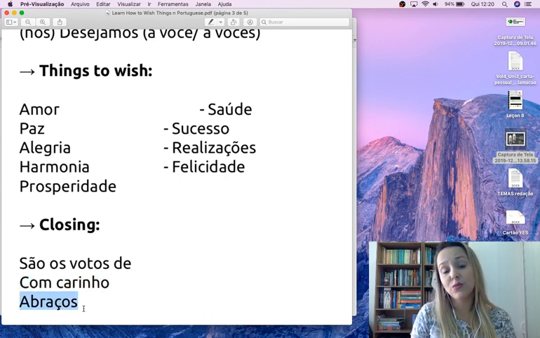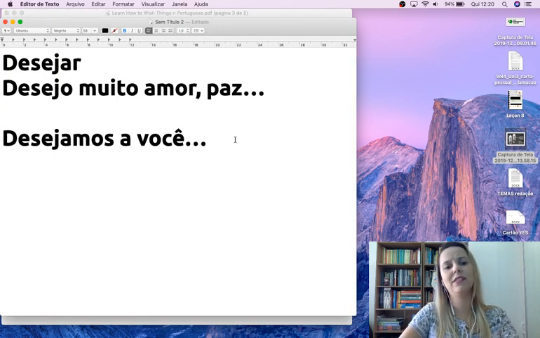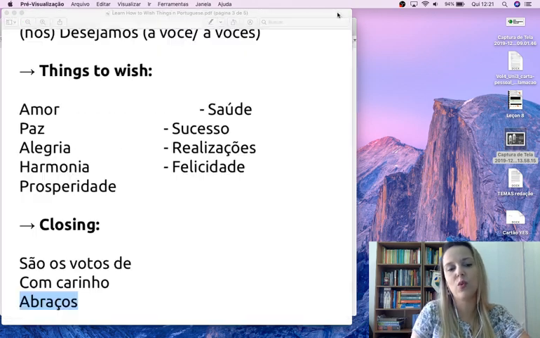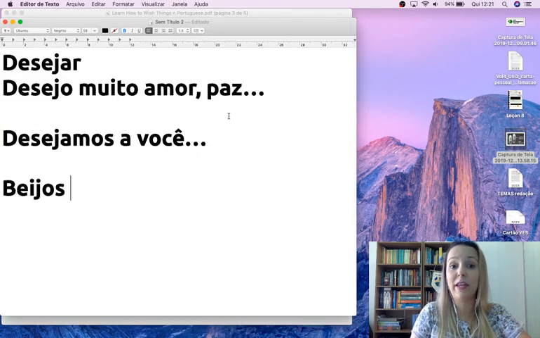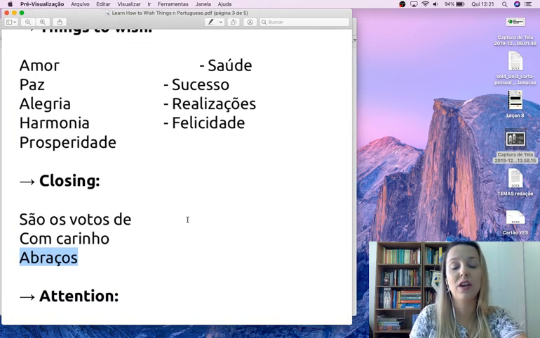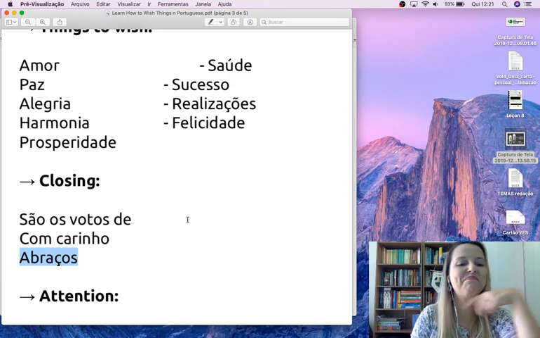And we can also write abraços, hugs, okay? Hugs. And of course, if this writing is for your husband, girlfriend, boyfriend, you can say beijos, kisses, okay? Which is more intimate, right? So you can use these closing expressions if you are writing cards, or Christmas cards, or even birthday cards for people who you are intimate with, okay?